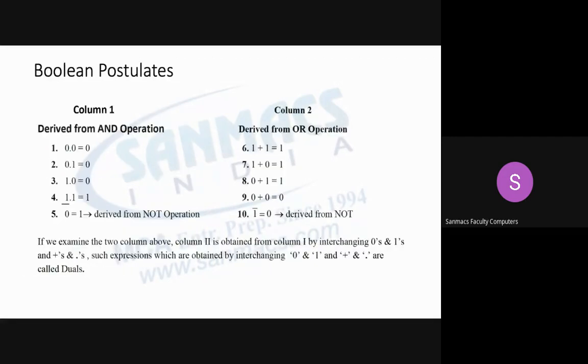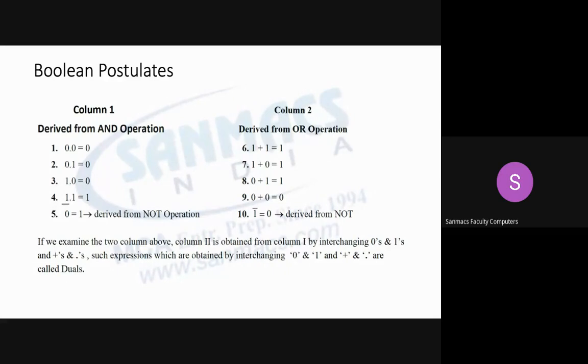So moving on, now we're going to take a look at Boolean postulates. Here we have two columns. Let's take a closer look at column 1. Here we're going to be using the AND operator. The first one is 0 and 0, that's going to give us 0. Then we have 0 and 1, that's again going to give us 0. Then we have 1 and 0, that's again 0. And then we finally have 1 and 1, that's going to give us 1.